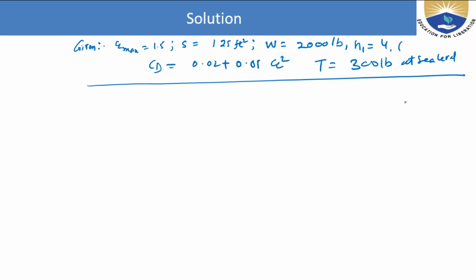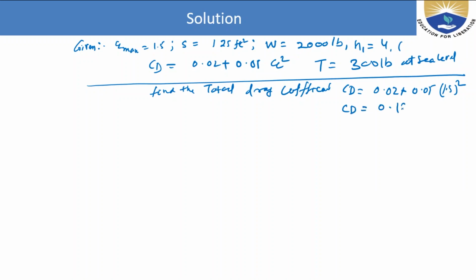Now we have to find out the CD, because CL is given. So in this equation, we will find the total drag coefficient, that is the CD, is equal to 0.02 plus 0.05 into CL is 1.5 square. So this CD you are going to get 0.1325.